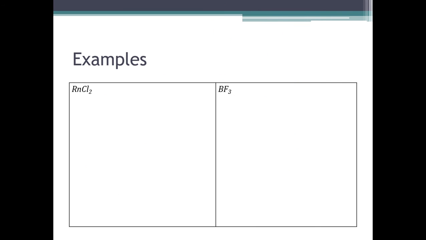All right, 2 more. Our next one is RnCl2. We're going to put radon in the center because it's our lone element. We will surround it with our 2 chlorines. So each chlorine has 7 valence electrons. And then radon is a noble gas. It's going to have 8 valence electrons.